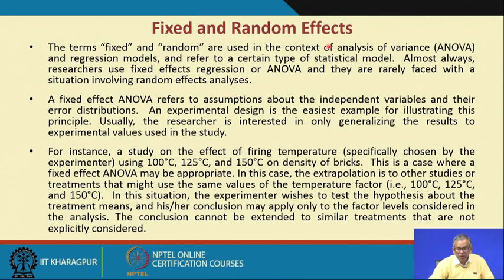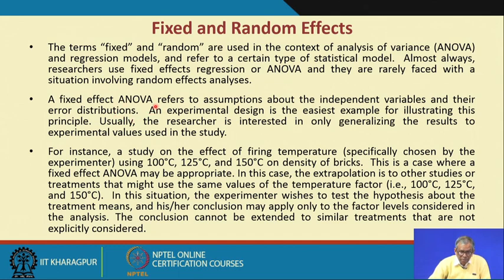There will be fixed and random effects, as we have been telling you, that are used in the context of analysis of variance and regression models. Essentially, you assume a linear regression model initially, and these fixed and random effects refer to certain types of statistical model. Almost always researchers use fixed effects regression or ANOVA, and they are rarely faced with a situation involving random effects analysis, but in certain cases you may have to opt for it.